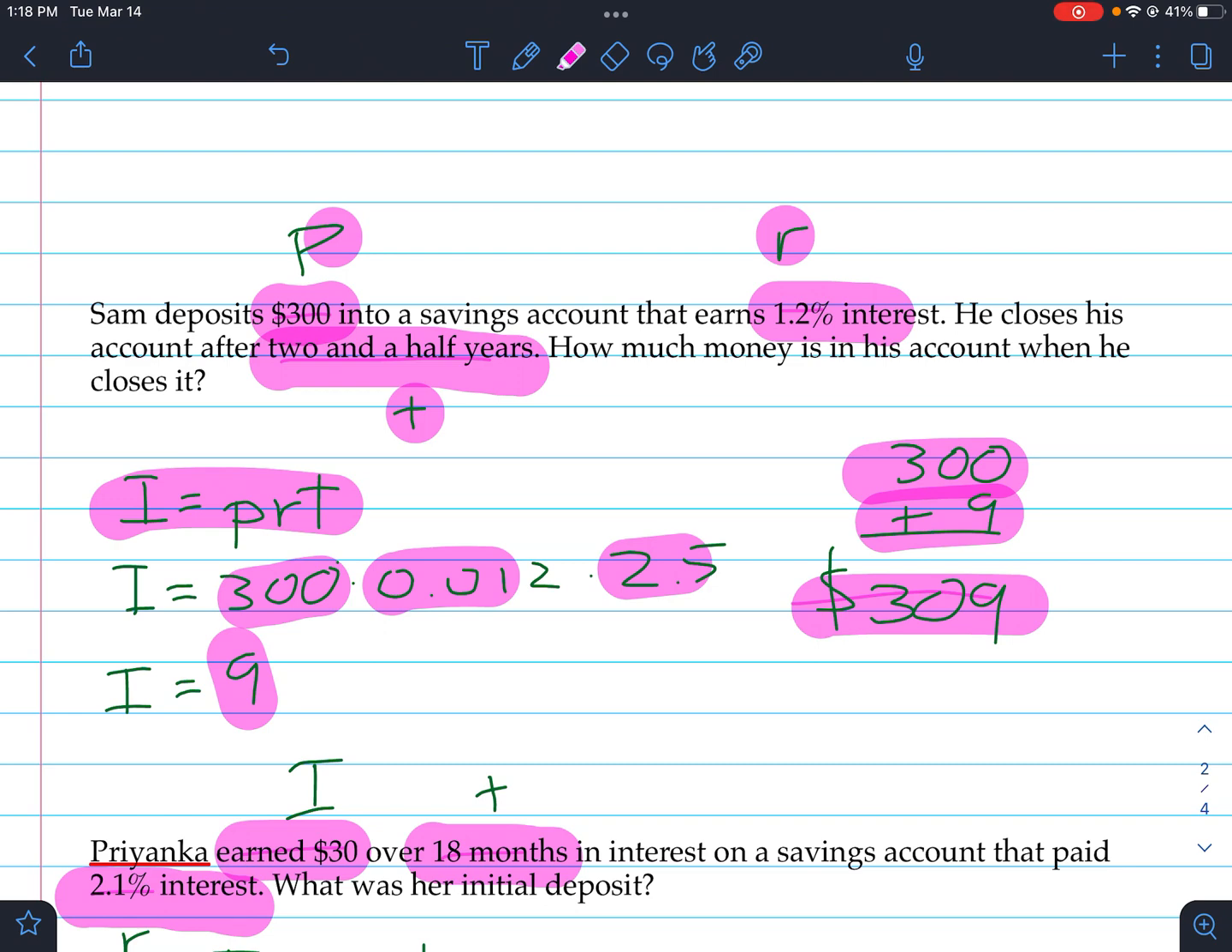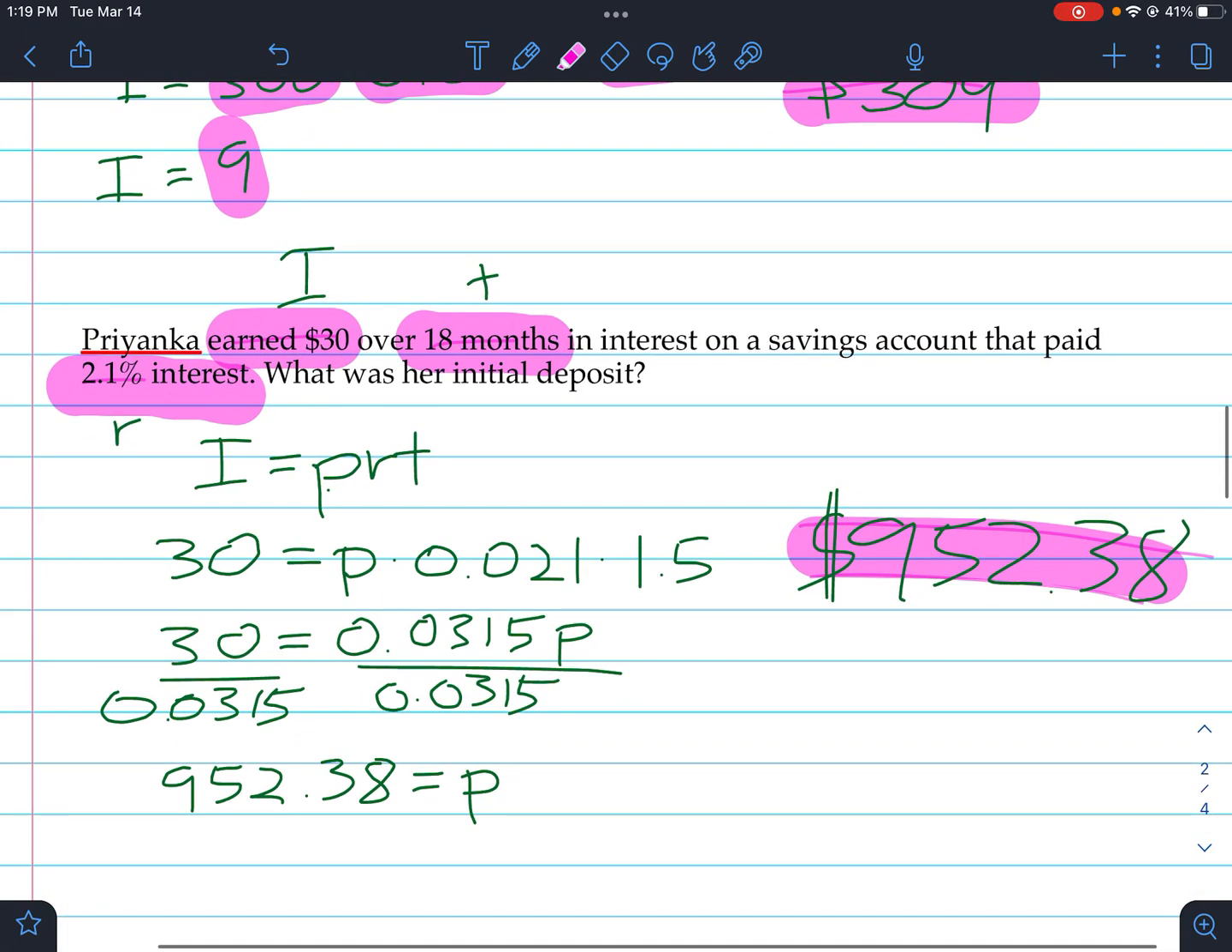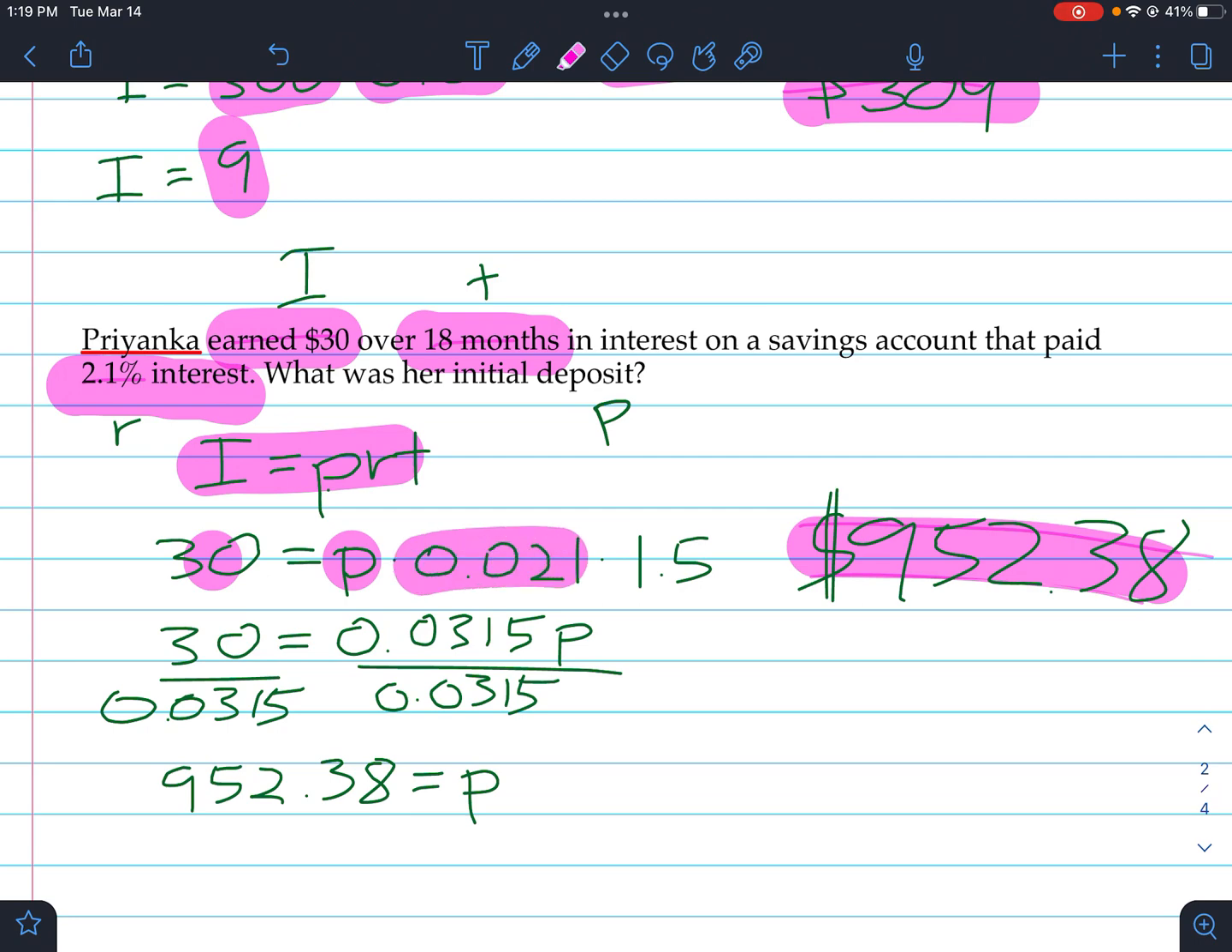Now, those first two examples calculate interest, so it's simple multiplication. Sometimes, though, you have to do a little bit more work. You have to do basically a one-step equation. So let's say Priyanka earned $30 over 18 months in interest on a savings account that paid 2.1% interest. What's her initial deposit? In this case, we're looking for the principal. I don't know how much she deposited. So I start with the formula, I = PRT. $30 is the interest. I don't know the principal. 2.1% would be 0.021. And 1.5 years, 18 months, is 1.5.